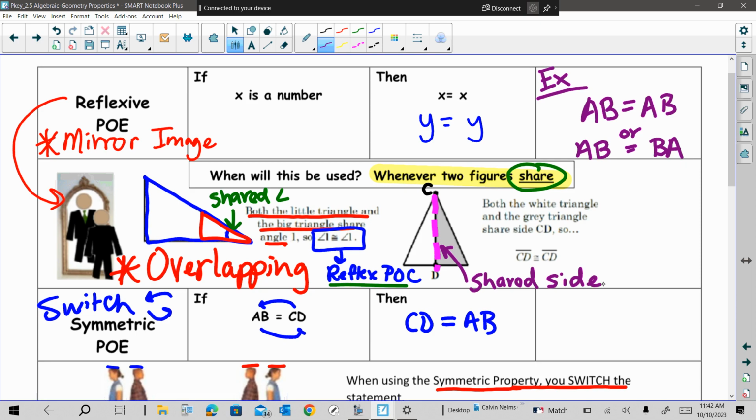If you have a shared side, then you're going to have a reflexive property of congruency. That shared side is CD. CD is congruent to CD, and this would be the reflexive, and I'm just going to abbreviate that, POC, property of congruency.